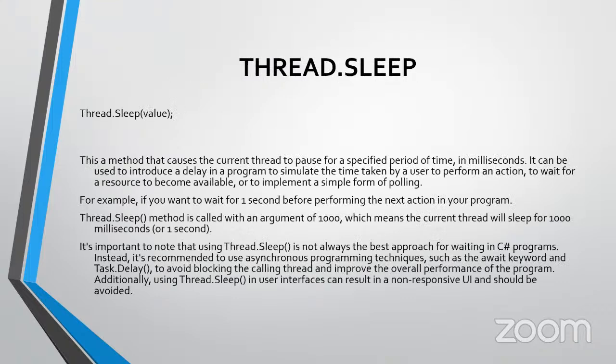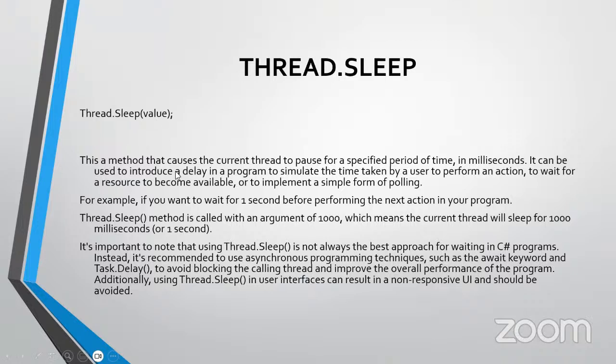So what is Thread.Sleep? This is the code for Thread.Sleep. So we have it here, Thread.Sleep, and you put the value. Most of the time, Thread.Sleep runs in milliseconds. So if for instance you want to run your code with Thread.Sleep for 1 second, you have to put 1000 because it runs in milliseconds.